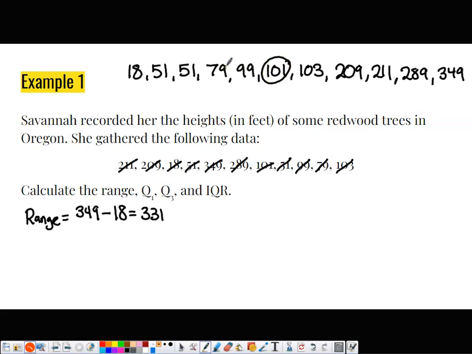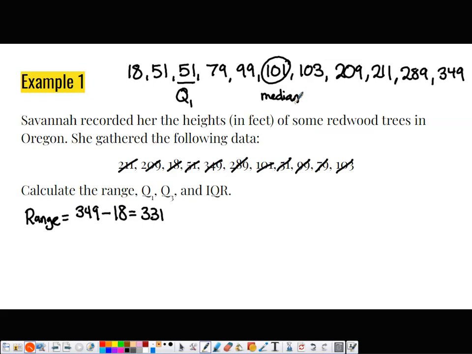So we have 5 numbers over here and 5 numbers over here. 101 is our median, okay? But we're looking for the Q1, right? So what is the median of this lower half of data? The median of the lower half is 51, right? So this is the Q1.